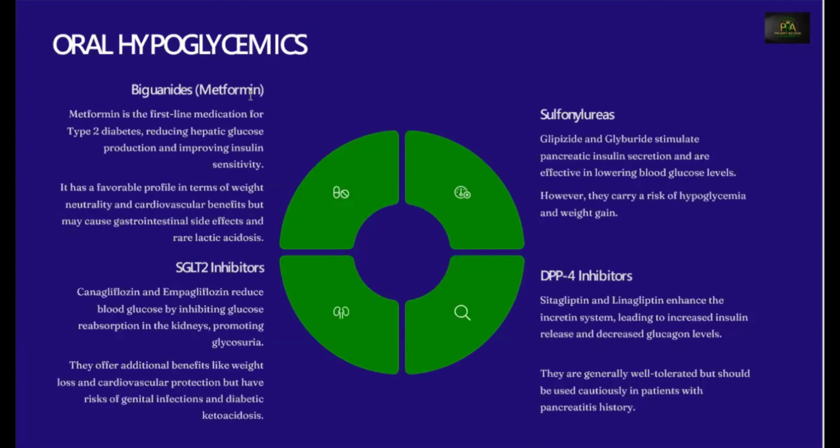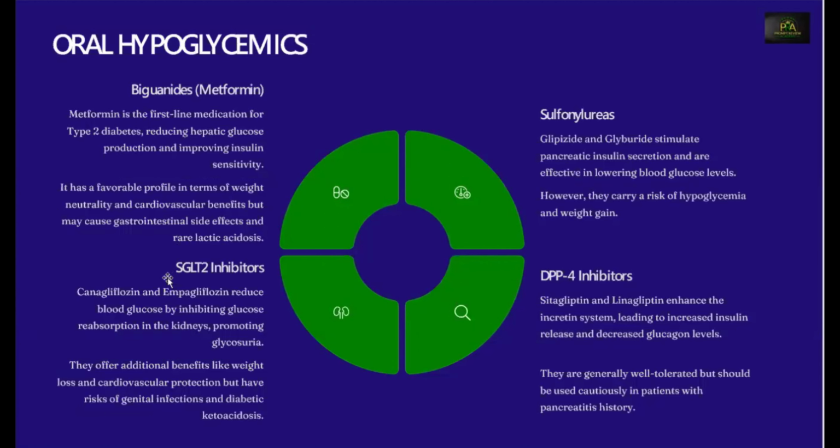Metformin is a high yield question. Metformin is the first line of treatment for type 2 diabetes, because why? It's very cheap. But you also need to know that metformin can reduce hepatic glucose production and improve insulin sensitivity. If you talk about the side effects of metformin, you talk about GI side effects, nausea, diarrhea, and it can also cause lactic acidosis.